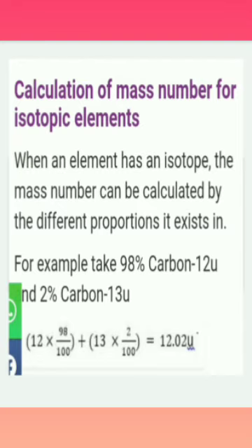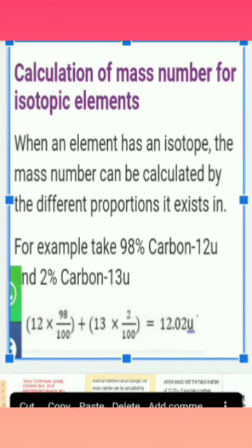So how do we calculate the mass number of these isotopic elements? When an element has isotopes, the mass can be calculated from the proportions in which they occur in the atmosphere. For example, carbon 12 isotope is present in the atmosphere at 98% and carbon 13 isotope at only 2%. So we calculate 12 into 98 divided by 100, plus carbon 13 into 2 by 100.